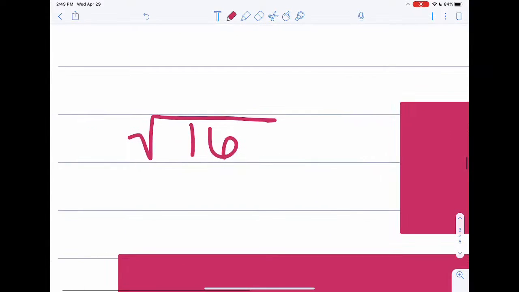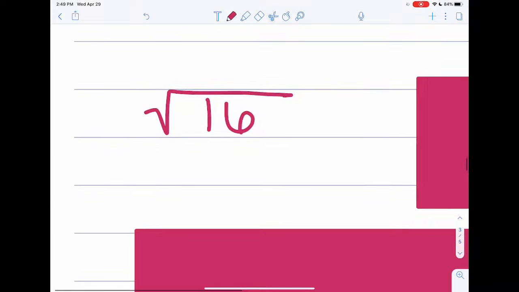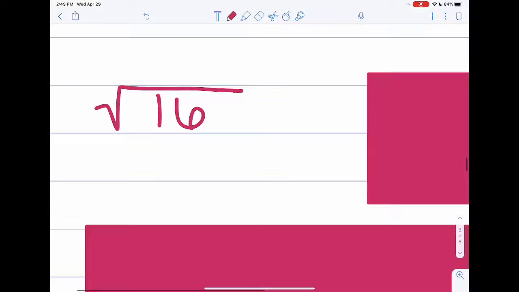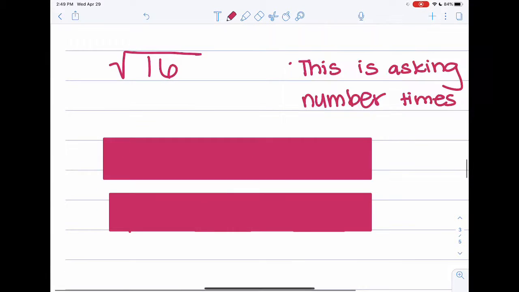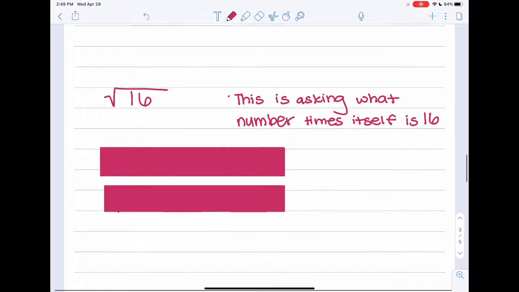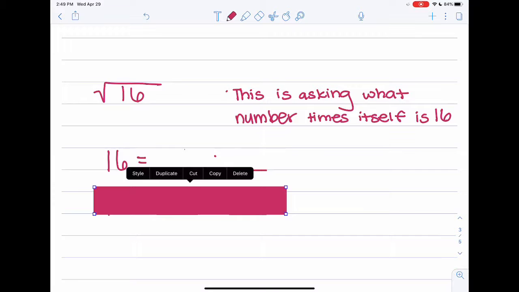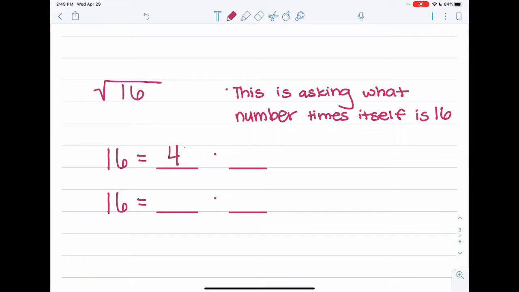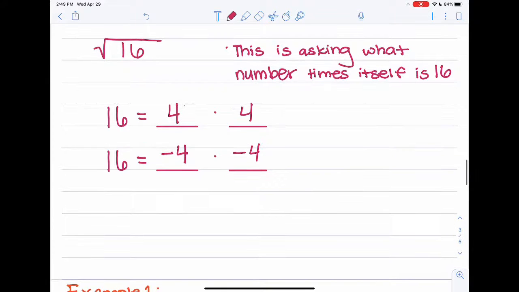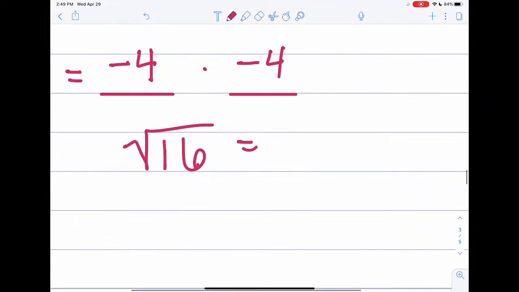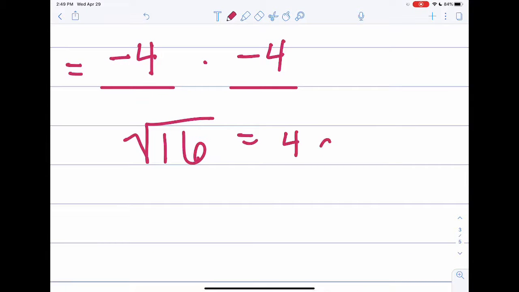So let's say I have this problem, and this problem is read as the square root of 16. So what is this asking us to do? Well, it's asking us what number times itself is 16. From beforehand, we already know that 4 times 4 is 16, and -4 times -4 is 16. So, my answer to this, the square root of 16, what number times itself gives me 16? Well, 4 and -4. So we have two answers.